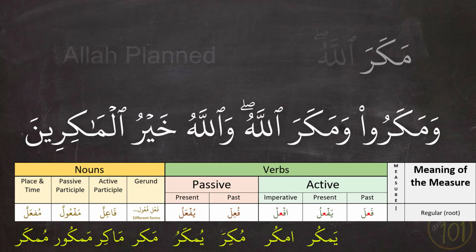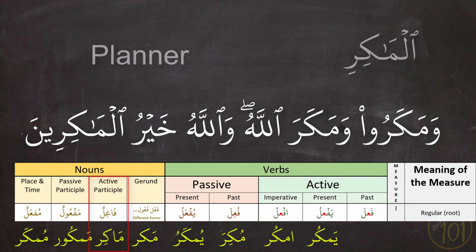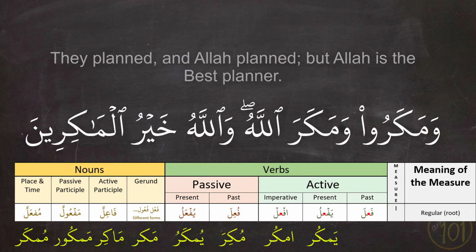And then we see at the end of the ayah the word al-makirin. So makirin has the suffix ya nun, which is a suffix that we learned before in this series, which means that this word is in the plural form. So in order to get the base form of this word, we need to remove the suffix. And when we remove the suffix, we will end up with makir, which is, as we've learned, the active participle of the verb makara, which then means planner. So the meaning would be, so they planned and Allah planned, but Allah is the best planner.